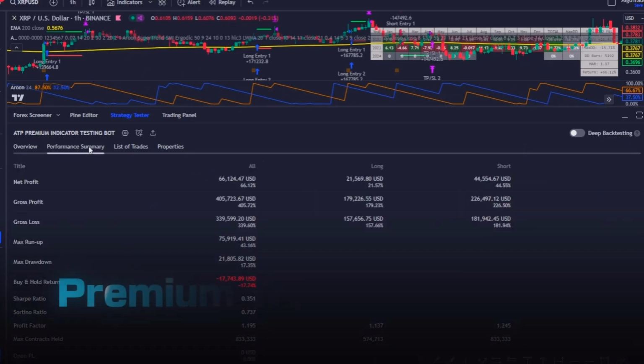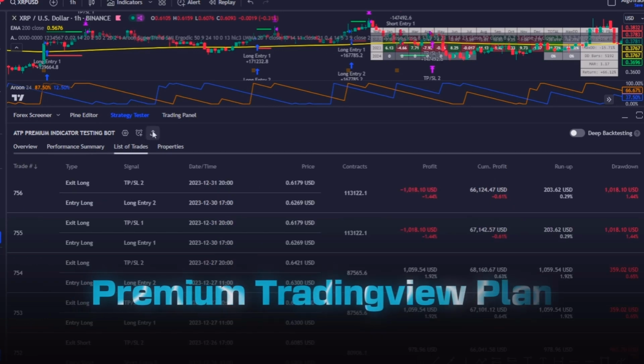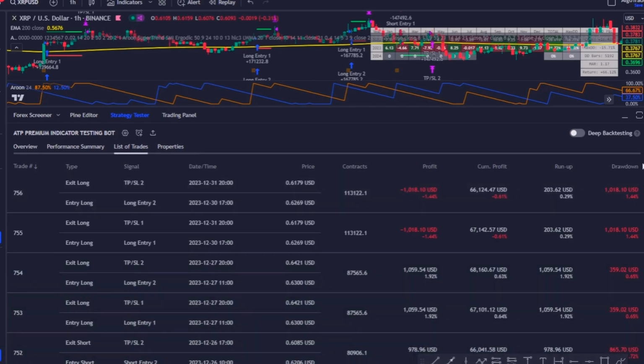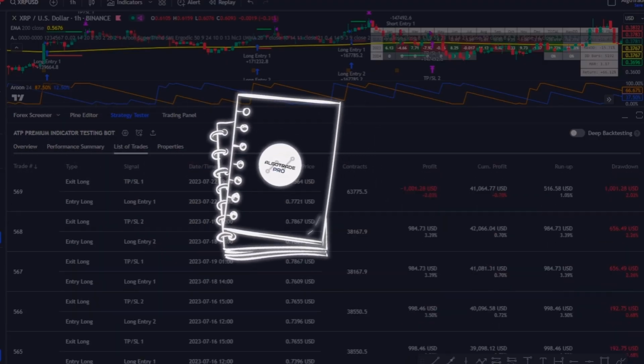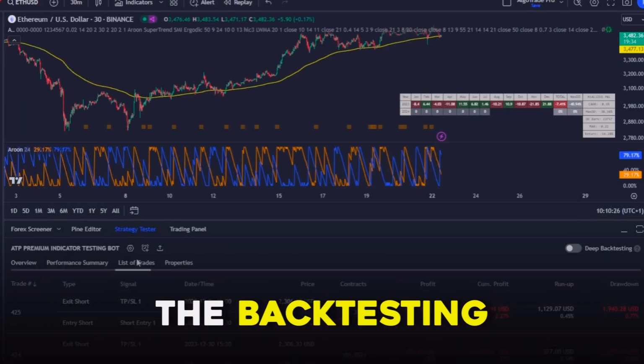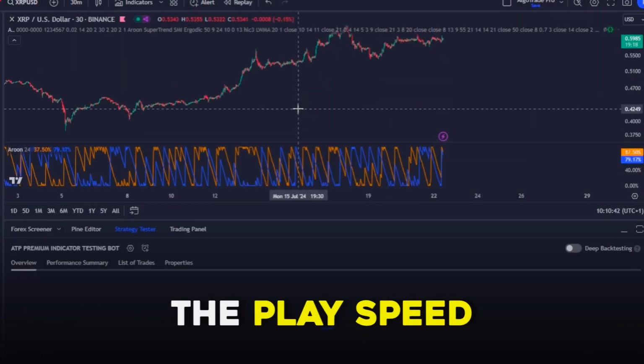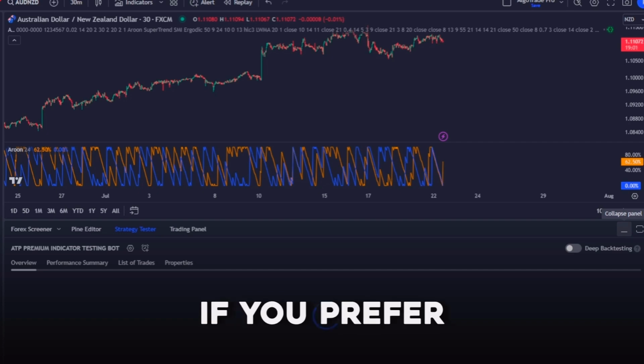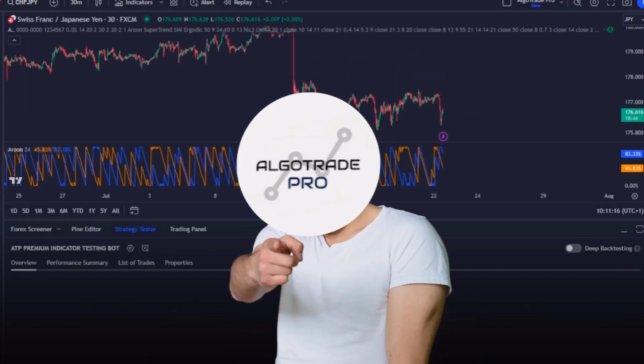And since I have the premium TradingView plan, I can download all the trades the bot executes, which I will use to create the trading journals. I will speed up the backtesting process, but you can adjust the play speed in the YouTube settings if you prefer a slower pace. I see you in a minute.